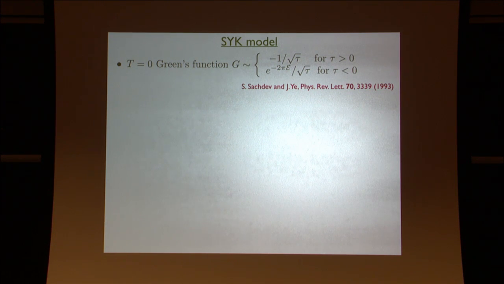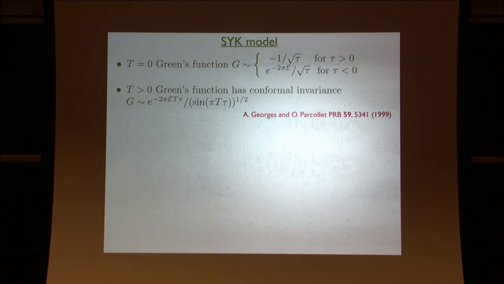Okay, so if you define it this way, that was the result we obtained in '93. Then this paper was completely ignored for a long time. But then my friends in Paris, Antoine Georges and Olivier Parcollet, started working on it, and they showed that those equations could also have a nice solution at finite temperature, which was this form.